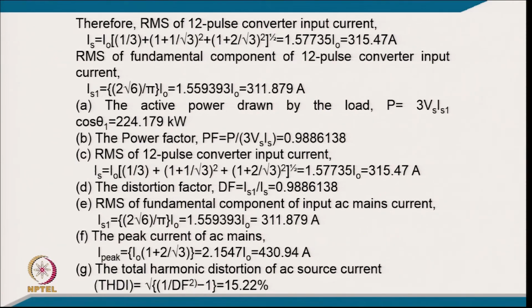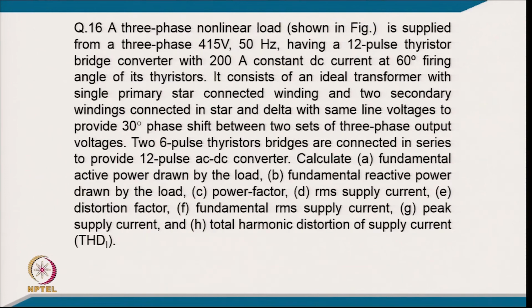Is1 upon Is, which is 0.9886. The RMS value of the fundamental current of the AC mains current will be 2 root 6 times I0 by pi, so that is 311, and the peak current will of course be I0 times (1 plus 2 by root 3), so that is 430. The total harmonic distortion, keeping the values here, comes to 15.22, which is certainly half, or 31%. So, for a 12 pulse converter you will not have harmonics lower than the 11th; you will have 11, 13 and 23, 25 and so on, and that is the reason THD is reduced.